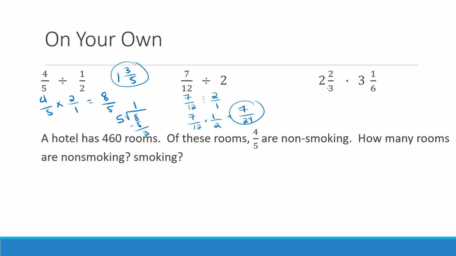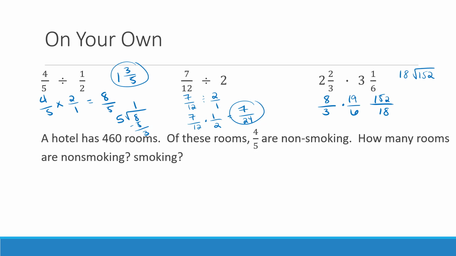Now both of these I'm going to rewrite as improper fractions. 3 times 2 gives me 6. Plus 2 more would give me 8 over 3. 6 times 3 gives me 18. Plus 1 is going to give me 19 over 6. Now I'm going to multiply straight across. 8 times 19 gives me 152. 3 times 6 gives me 18. This is not a pretty fraction.